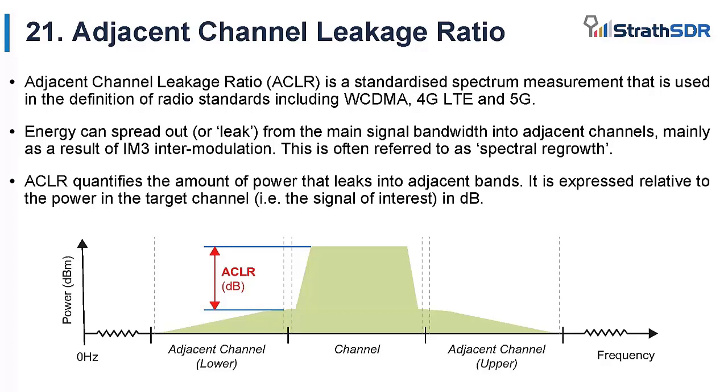The ACLR measurement quantifies the amount of power that leaks out into adjacent bands. Higher ACLR measurements in decibels are better, as this indicates a lower level of leakage into adjacent channels. Of course, when transmitting a communication signal, it's very important to minimize energy that's leaked into adjacent channels, as this can potentially affect other users of the radio spectrum.